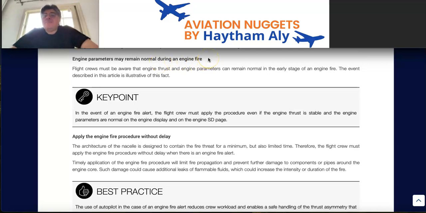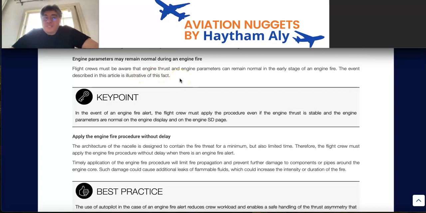And this is the mistake that many pilots make. They do have an engine fire indication, and they have normal engine parameters. So they delay the procedure. They think maybe the engine fire indication is not accurate. So they delay the procedure and the situation becomes worse. Okay, everybody? So as you can see here, flight crew must be aware that engine thrust and engine parameters can remain normal in the early stage of an engine fire, and the event described in this article illustrates this fact.